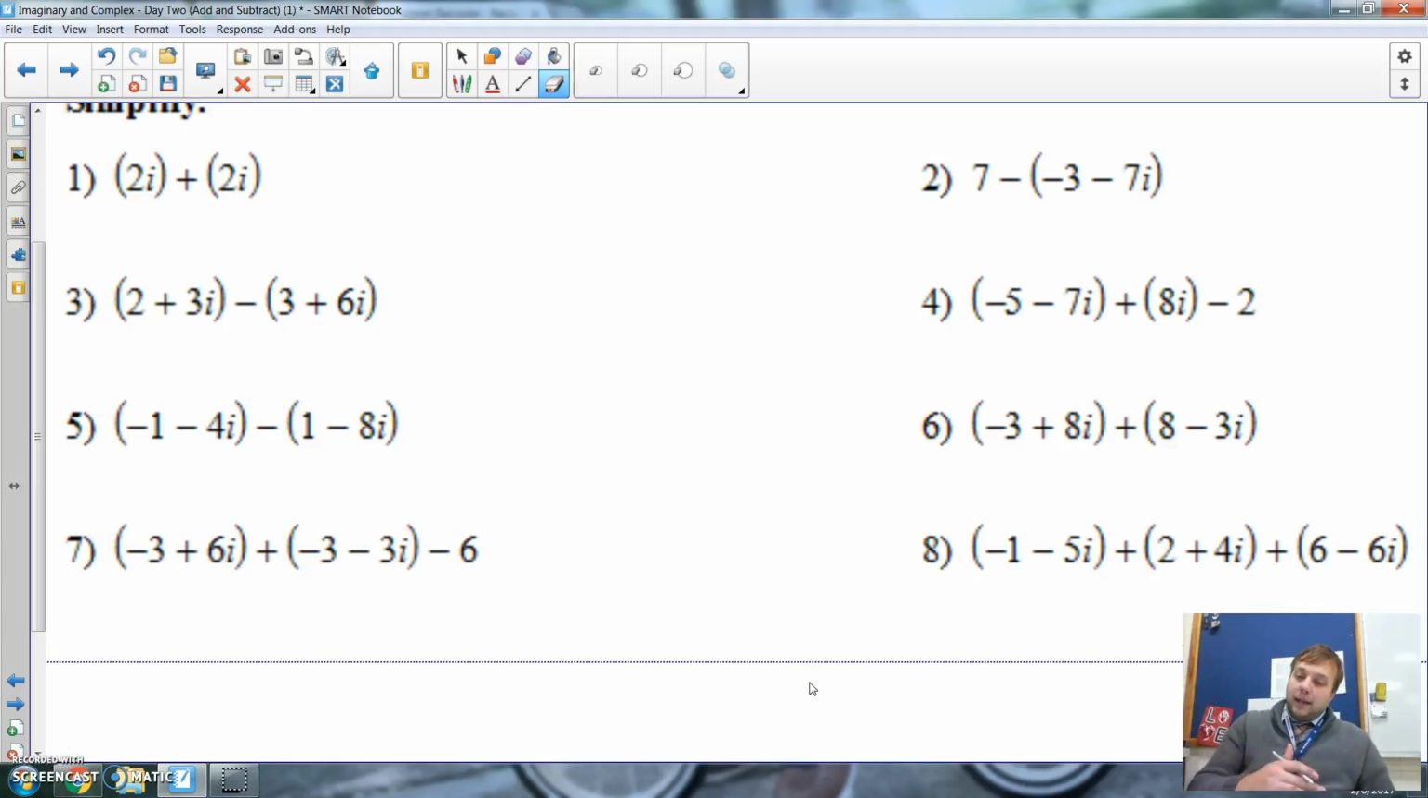You should have a blank page. I want you to write down 1 through 8 and write down these problems and do these problems on the back of day 2's paper. We will do the same for day 3. So, pause it, do the work, and be done.